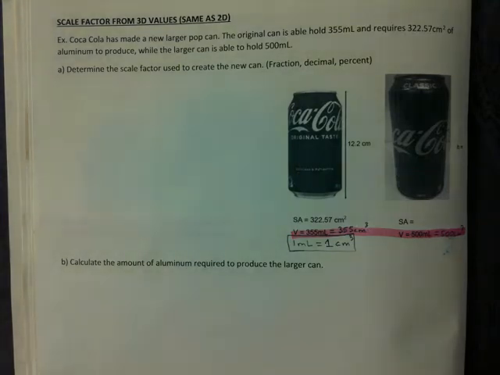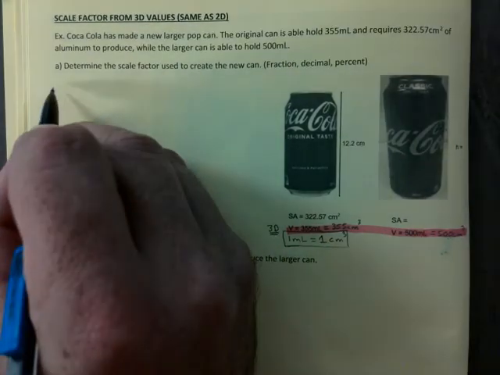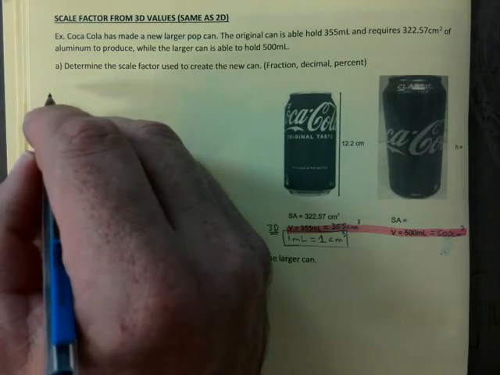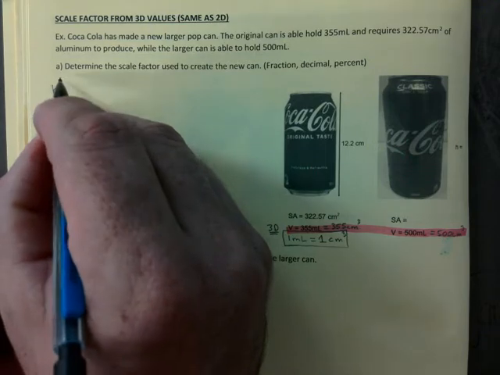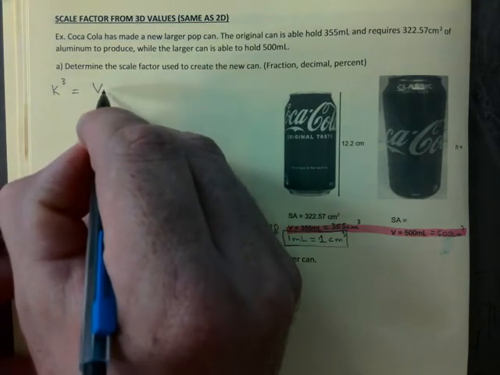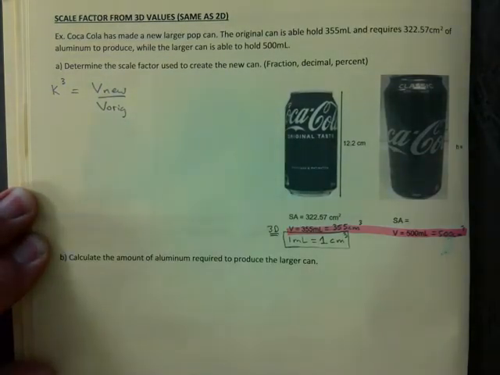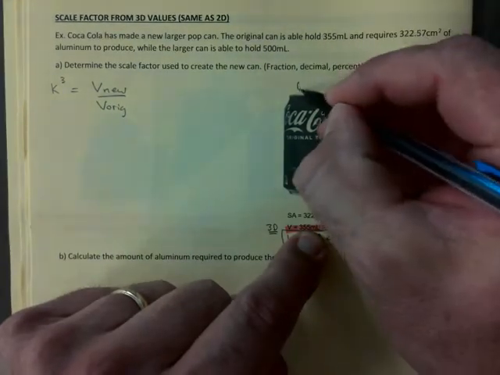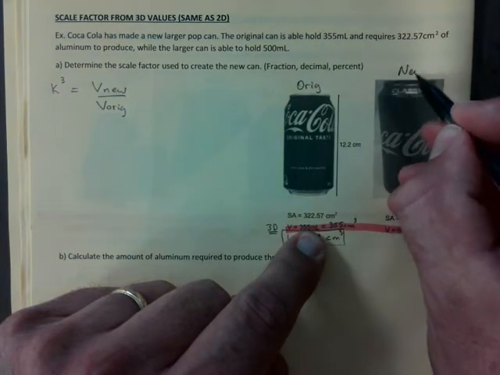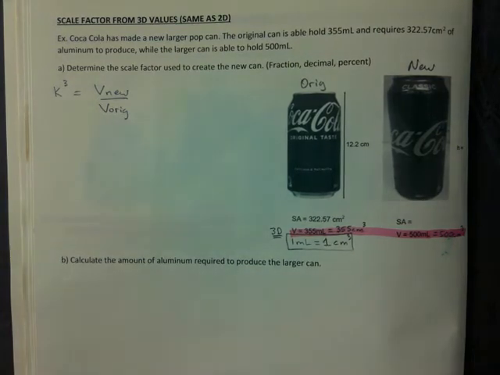So what D are we in? 1D, 2D, or 3D? 3D. Okay. So we go over here and I look at my study sheet and say, which one am I going to use for this one? I'm going to use K to the power of volume of new, volume of original. It's okay to use new and original, correct? Which one is the original? The 355, yeah. And this is my new larger can. So that is actually going to be most popular, new and original.